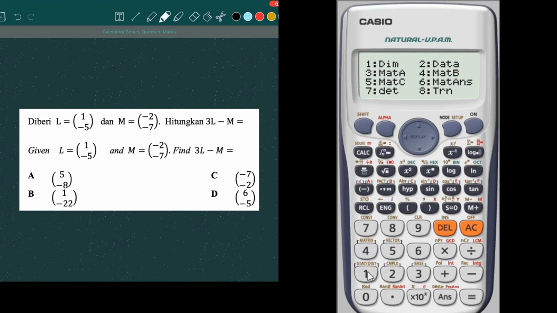So press shift matrix. Matrix A number 1. Again. Maybe I was too fast. Matrix A, minus shift matrix B number 4. Then just press equal, we get 5, negative 8. So the answer is A.